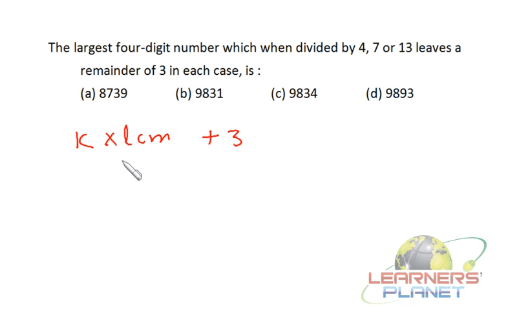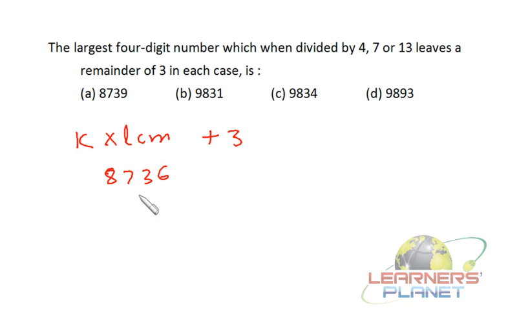Now as usual we can go by the backward approach to reduce the time and to avoid the paperwork. Now let's see, suppose 8739 is the correct answer. That means if 8739 is divided by 4, it will leave the remainder 3. That means if I deduct 3 from it, it should be divisible by all of them. So let's see, 8739 minus 3 is 8736. Now let's see whether it is divisible by all of them or not. It is divisible by 4 since the last 2 digits are divisible by 4.